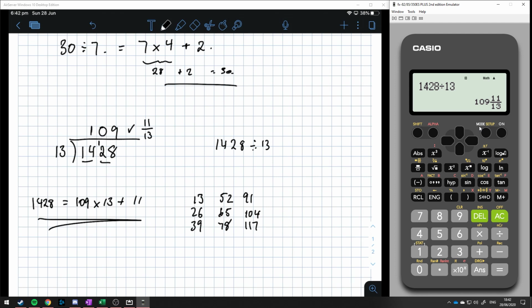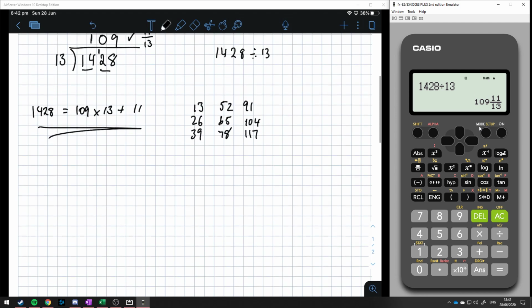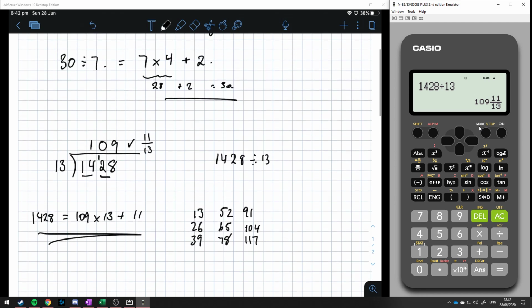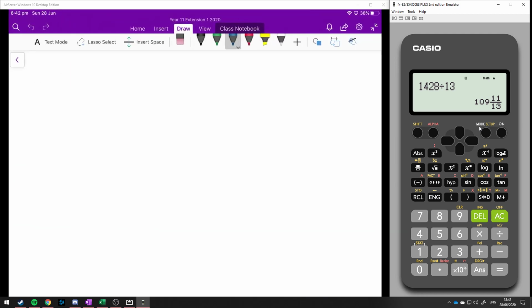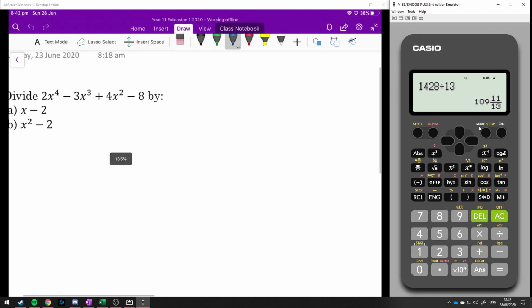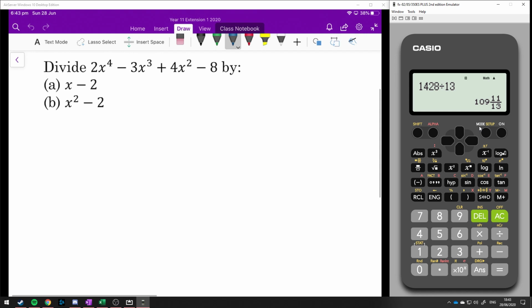So this is the whole idea. Whenever we're going to answer a polynomial division question, this is what we're going to do. To actually do a division of polynomials, there's an algorithm that we're going to use. I could talk through what it is, but I think it's easier if we jump straight into an example. So here we've got: divide 2x to the power of 4 minus 3x cubed plus 4x squared minus 8 by x minus 2 and x squared minus 2.